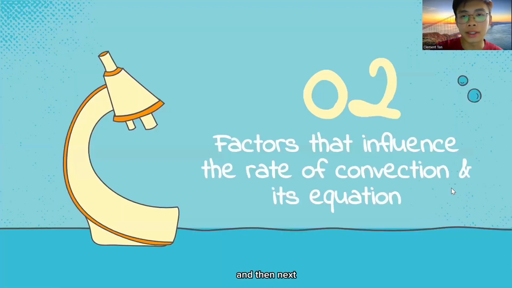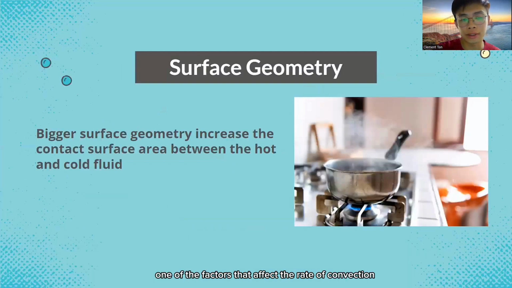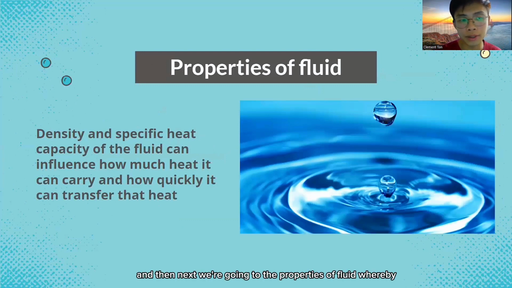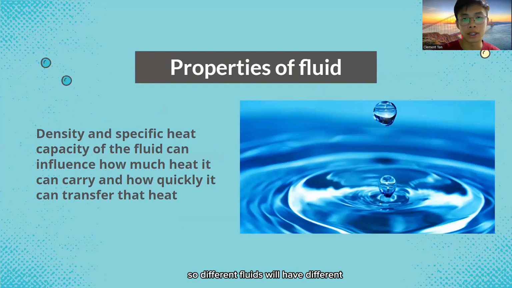Next we'll look into factors that influence the rate of convection and its equation. One of the factors is the surface geometry, whereby bigger surface geometry increases the contact surface area between hot and cold fluid. Next is the nature of fluid motion, whereby the higher the velocity of fluid motion, the higher the heat transfer rate. And then the properties of fluid, whereby density and specific heat capacity influence how much heat the fluid can carry and how quickly it can transfer the heat. Different fluids have different properties and also different reactions towards heat transfer.